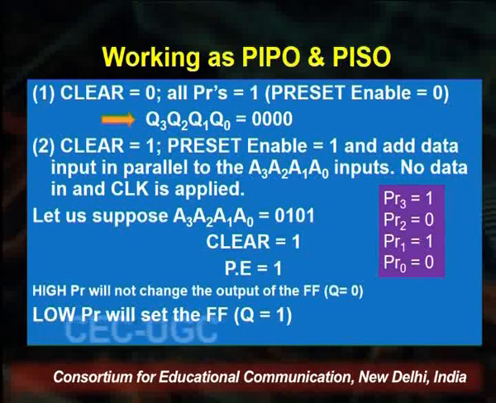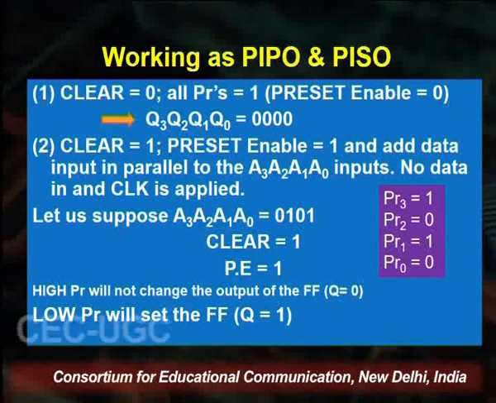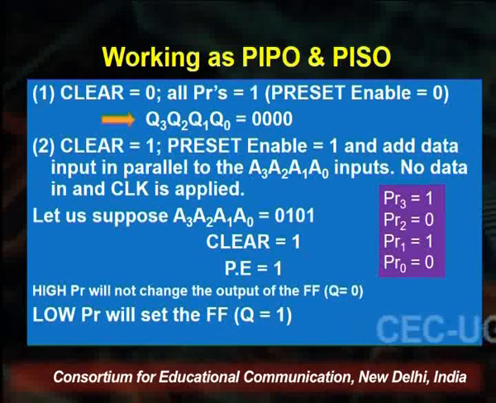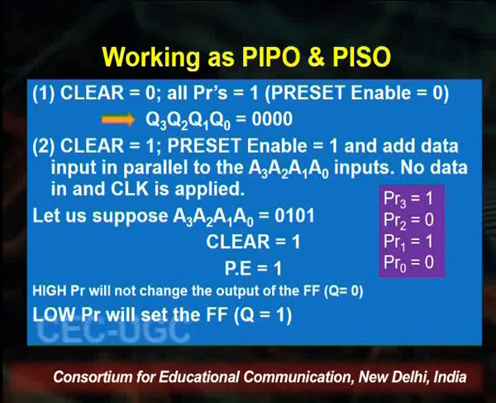Now we need to understand how the same circuit works as PISO and PIPO, that is parallel in, serial out, and parallel in, parallel out. Initially we keep the clear as 0 and all presets at 1. So therefore the outputs Q3, Q2, Q1, Q0 go as 0, 0, 0, 0. The preset enable equals 1, and we add data to the input of the NAND gate in parallel as A3, A2, A1 and A0. So no data in, and no clock signal is applied.